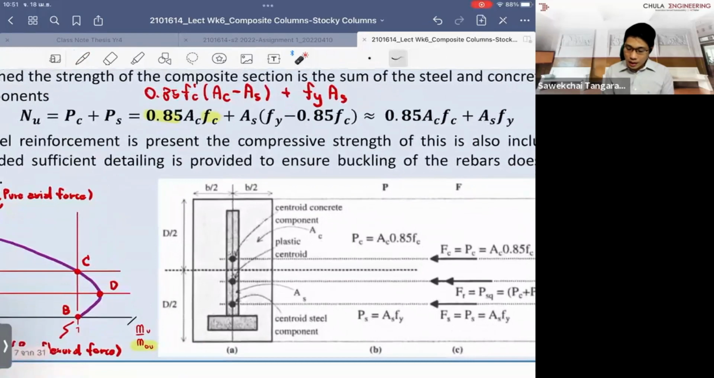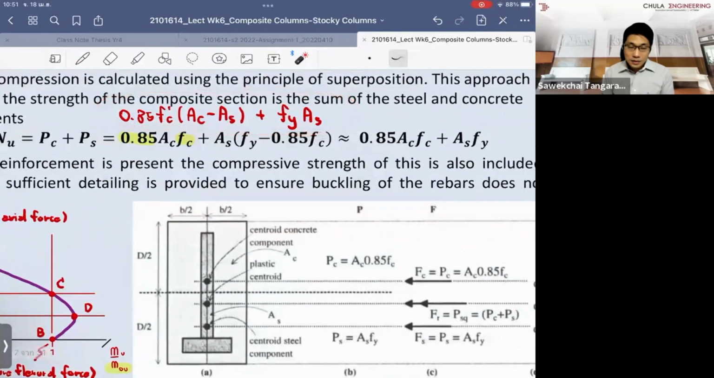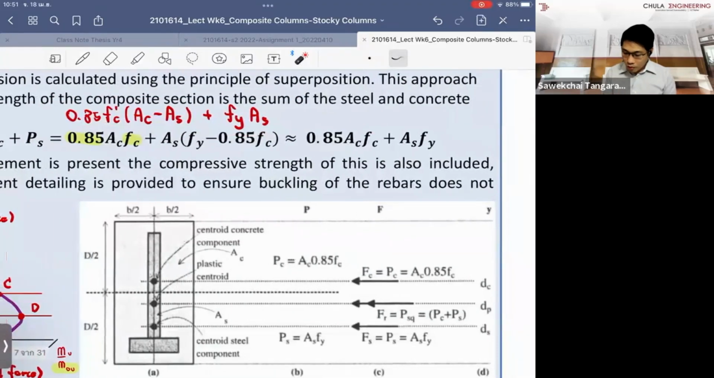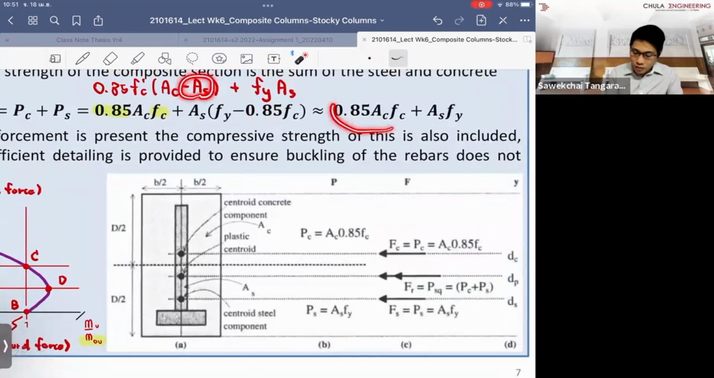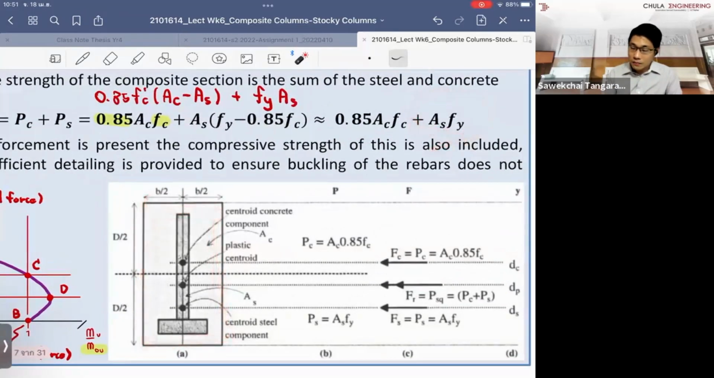If you do the calculation like this, it's very precise, but of course the calculation will require more effort, right? You can also approximate the cross section by using this equation, which is still not bad, because you don't need to deduct the area of the steel from the concrete portion, because it's normally quite small. So that's why they say you can approximate it using 0.85 F prime C times the cross section of the concrete, and then you add the capacity that comes from the steel, right? You can approximate it like this, and it's still acceptable.